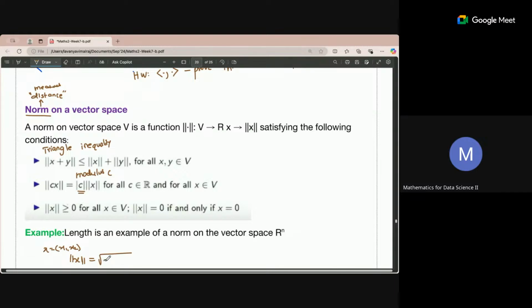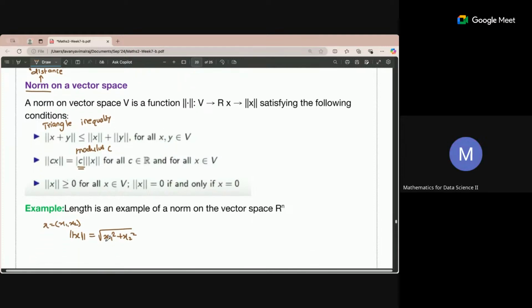Square root of x1 square plus x2 square. You know that this distance is always non-negative, and the distance is 0 only for the 0 vector, right? And what happens to norm of c times x? Here c will become modulus c, because you are taking it out of the square root. That will become the modulus sign here, right?